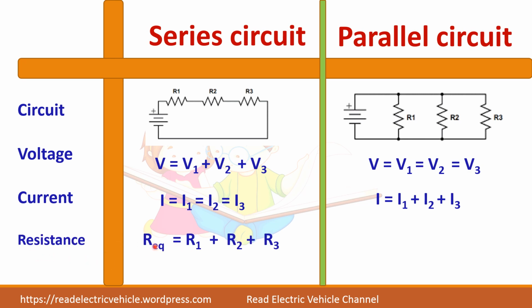Resistance, R equivalent is equal to the sum of the resistances. In a parallel circuit, resistance will be 1 by R1 plus 1 by R2 plus 1 by R3. In addition, we know that whenever there is a break or open here, the series circuit will not work, whereas a parallel circuit will work in that case.